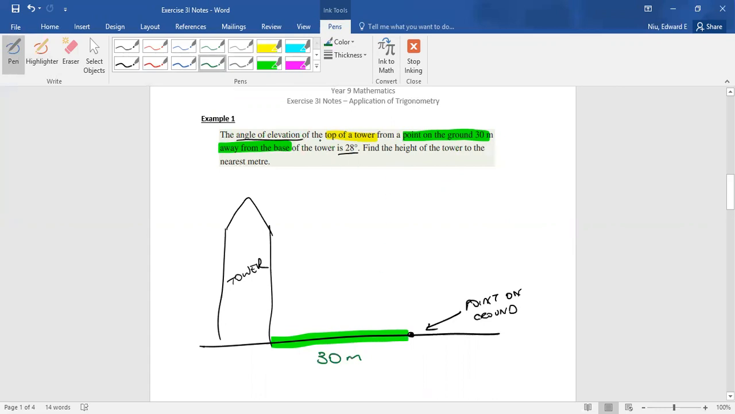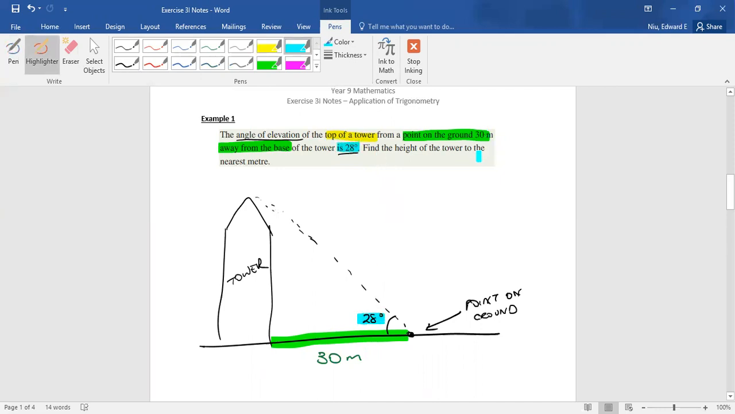The angle of elevation, remember, here is 28 degrees. So what that means is if we were lying down at this point on the ground, to see the top of the tower, we would have to tilt our heads 28 degrees to see the top of the tower.